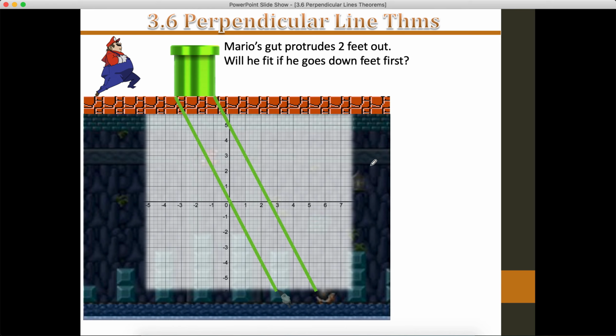Is it 2 feet? Take a second to actually consider and think about how you would justify your yes or no here. Maybe actually pause it for a couple seconds, think it through, and then I'm going to give the answer.